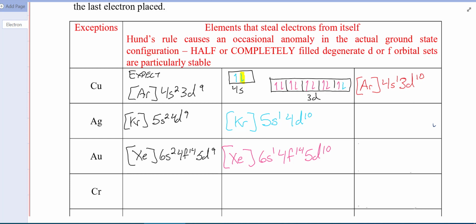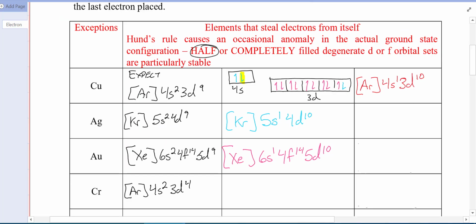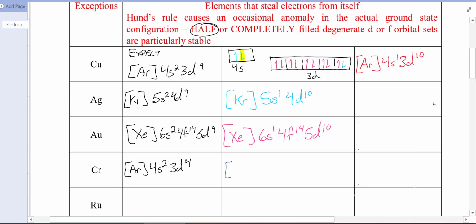I'm okay with that. Now we go to chromium. We expect for chromium argon 4s2 3d4. Chromium's right here. 4s 1, 2, 3d 1, 2, 3, 4. But it says half or completely filled degenerate sets are stable. Degenerate means they're the same energy level. So if we go to argon 4s1 3d5, everything is half full. And that kind of makes sense.